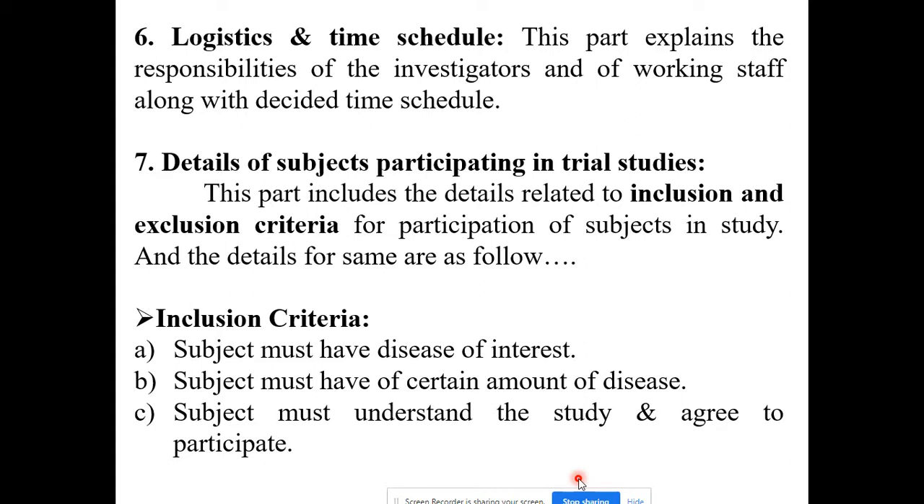Seventh heading, details of subjects participating in the trial study. Details of the subjects who are participating in the trial study. This part includes the details related to the inclusion and the exclusion criteria for the participation of the subjects in the study. And the details for these inclusion and exclusion criteria are mentioned as follows. Inclusion criteria. Subject must have a disease of interest. Subject must have a certain amount of the disease. Subject must understand the study and agree to participate.